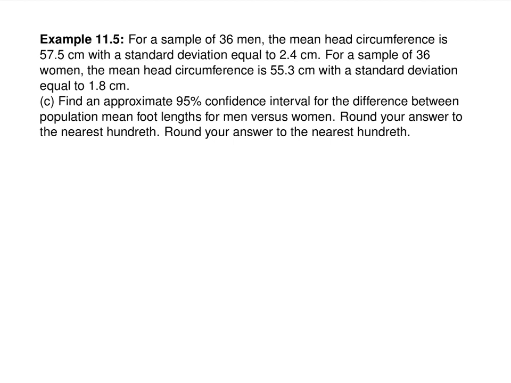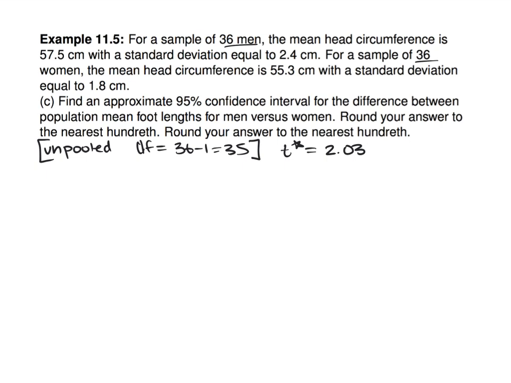Find an approximate 95% confidence interval. Since we did the unpooled, the degrees of freedom here is actually 36 minus 1, or 35. Remember, you take the smaller of the two sample sizes, and since they're both 36, 36 is the sample size we use, minus 1. And now the t star. 35 isn't on your table, but you have 30 and you have 40, and let's just average them. The t star will be 2.03.